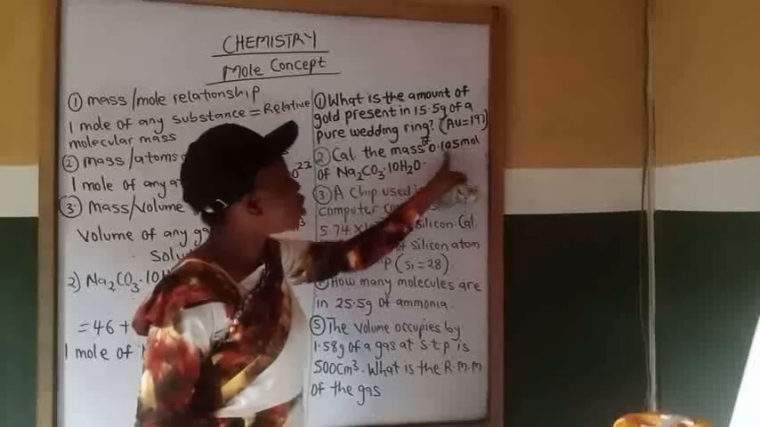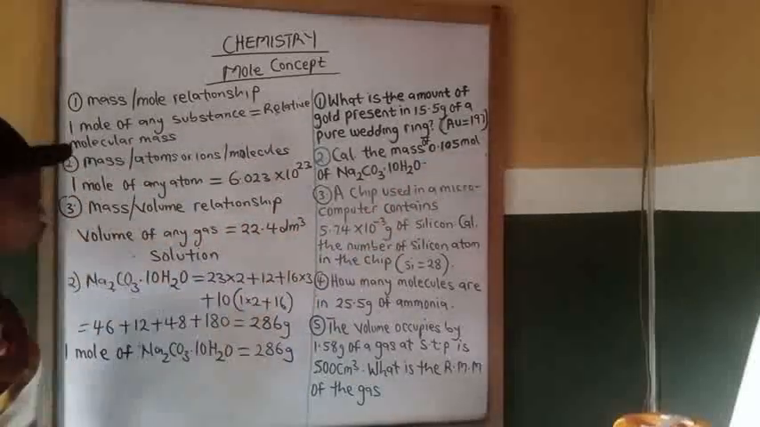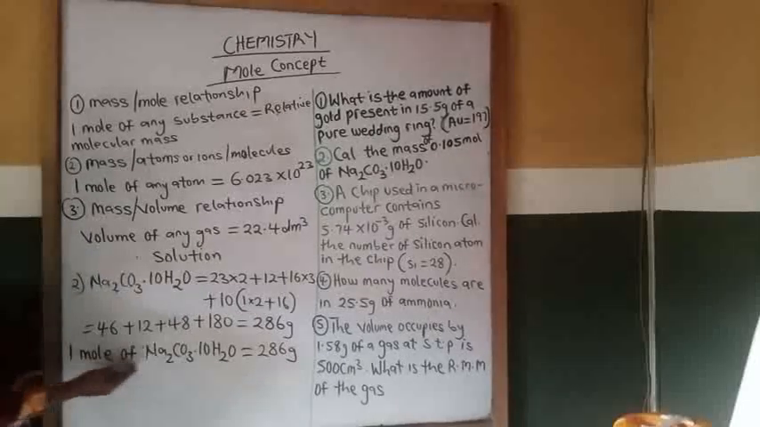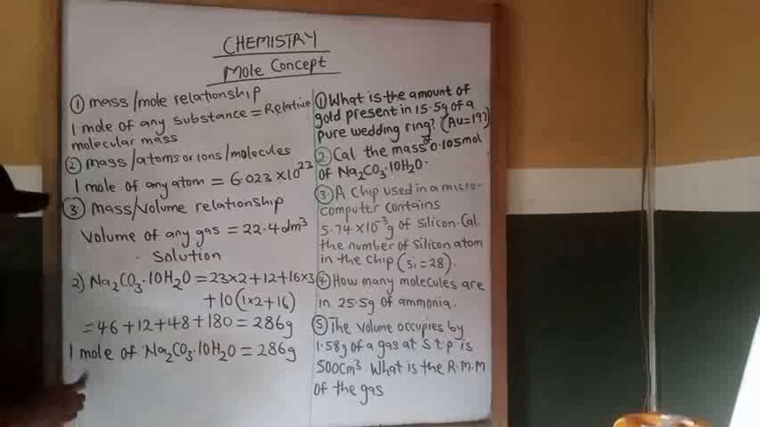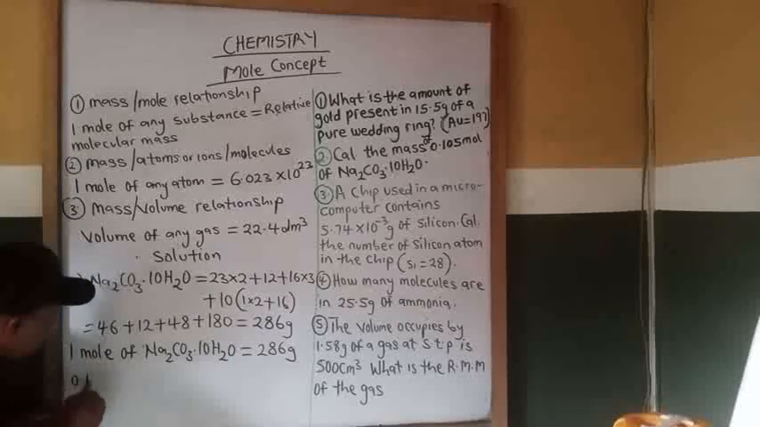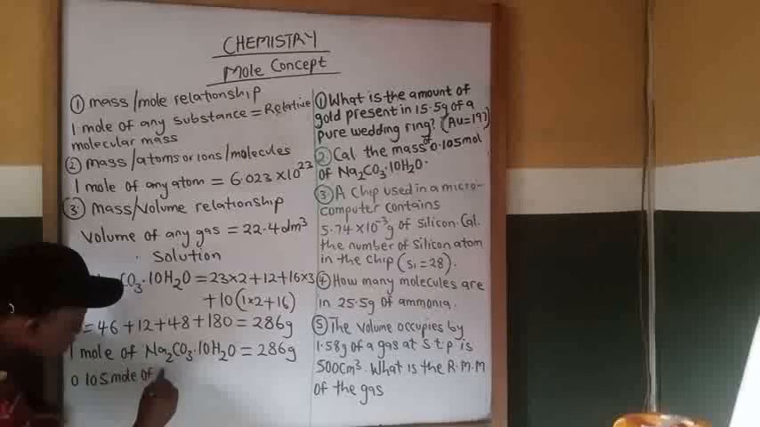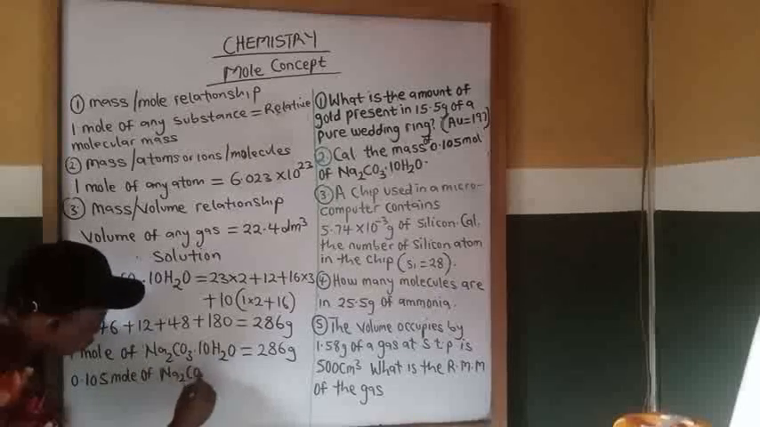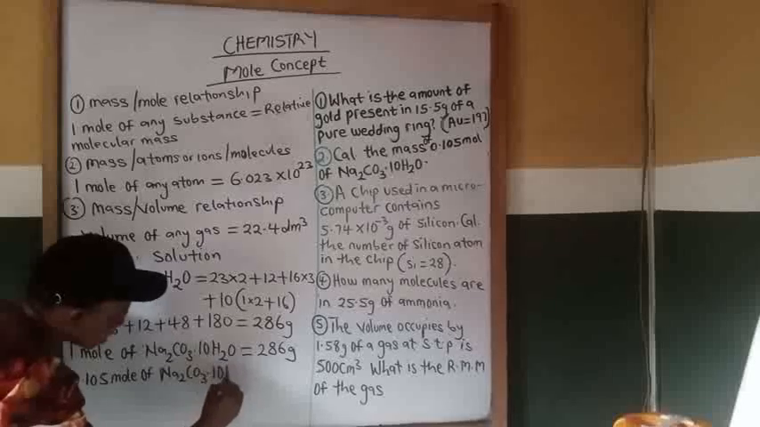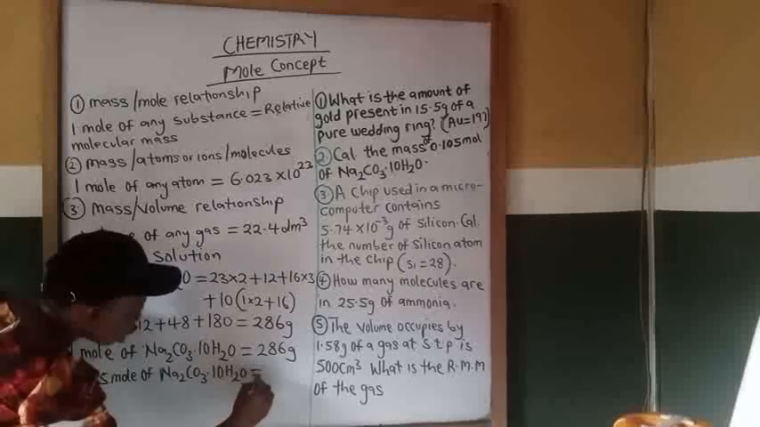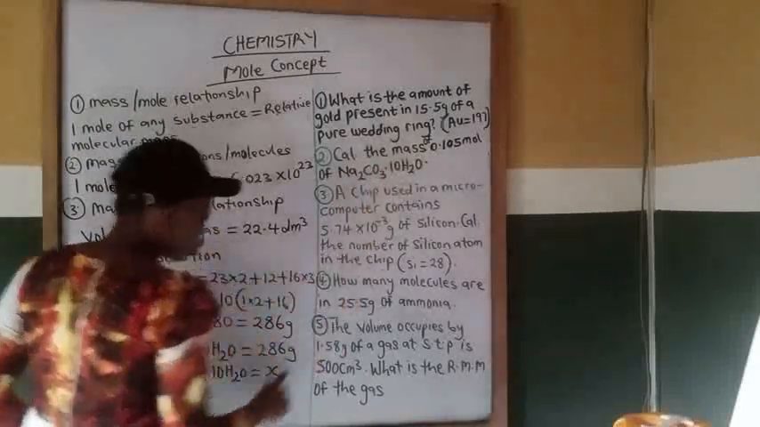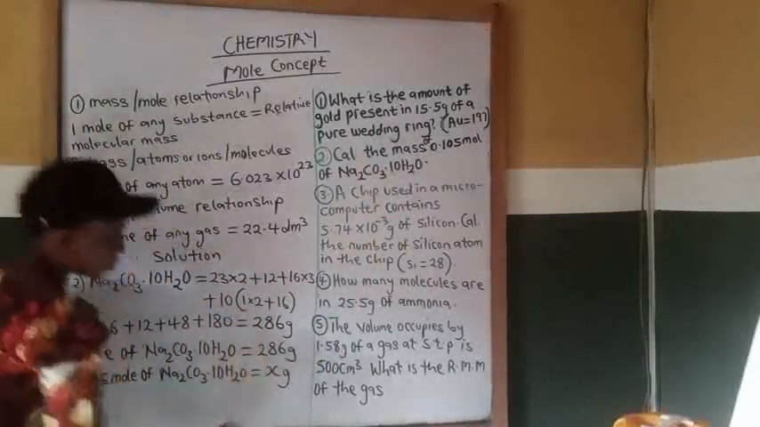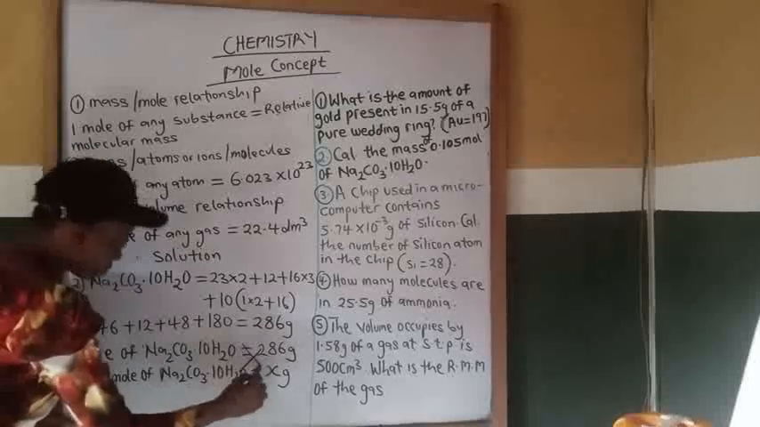Then we have 0.105 mole. So 0.105 mole is given. So we come under the number of mole. This is mole side, while this is mass in gram side. So we come under this number of mole, write that is 0.105 mole of Na2CO3.10H2O equal to X. So we are looking for the mass. They said calculate the mass. So we are looking for the mass in gram. So then now we cross multiply.